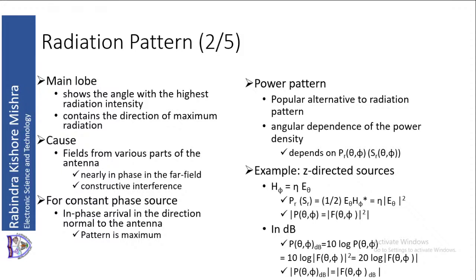So if you go to dB or decibel, P theta phi and F theta phi are the same. That is why when we measure it, the measurement is always in dB. So there is no distinction between the power pattern and the radiation pattern. They are the same. The pattern or the distribution is the same. Normally, we usually consider the normalized distribution. So the normalized distribution is the same, whether it is P theta phi or F theta phi. Both of them are the same.